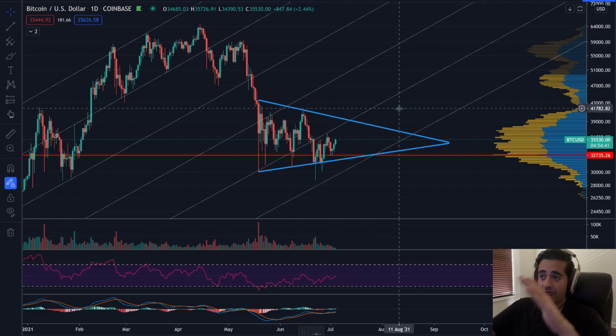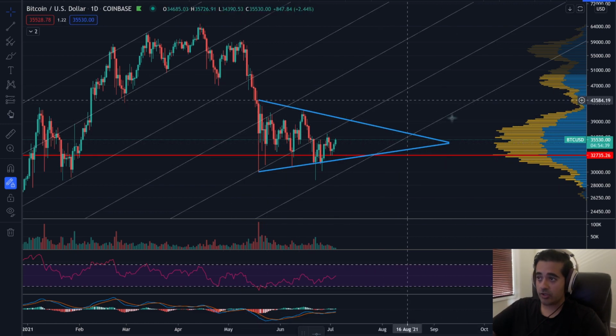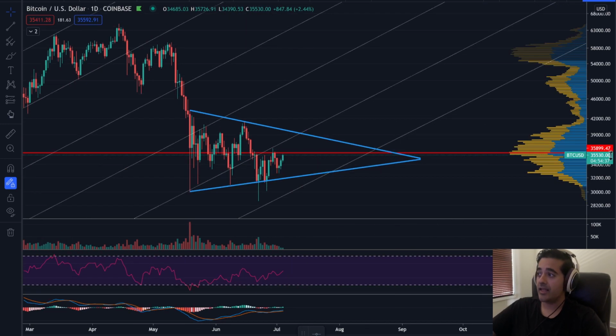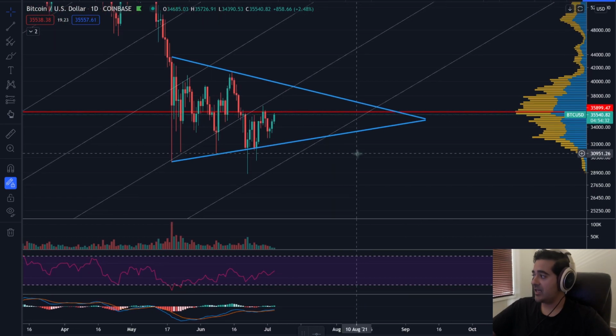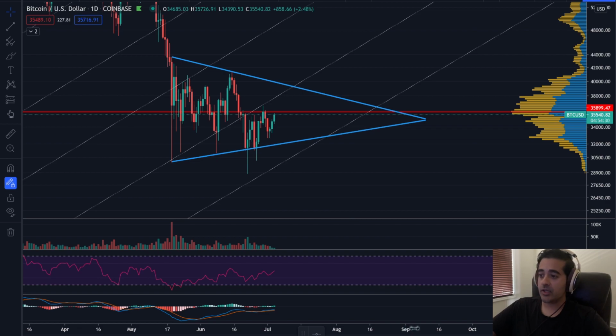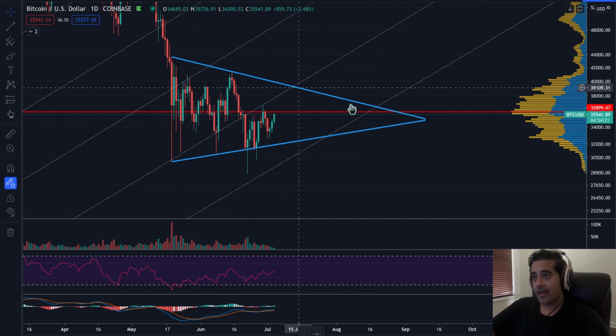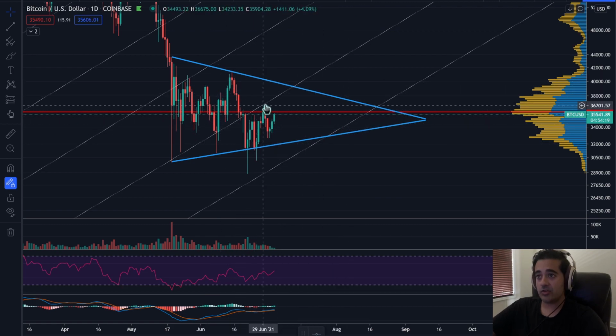All right, so first thing that we're looking at is this large symmetrical triangle. This is the one that I created about a week ago. Now, this triangle, as you see, if you look at the date down here, it actually goes all the way out until like September the 10th, right? That's the day that it ends. The triangle still has a lot of time to complete if it continues this pattern.